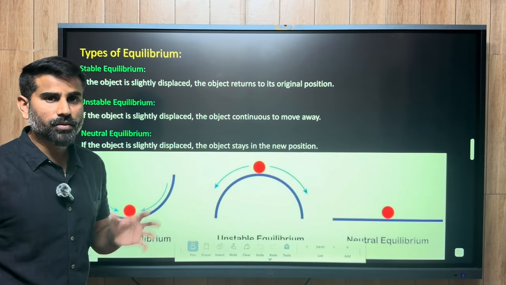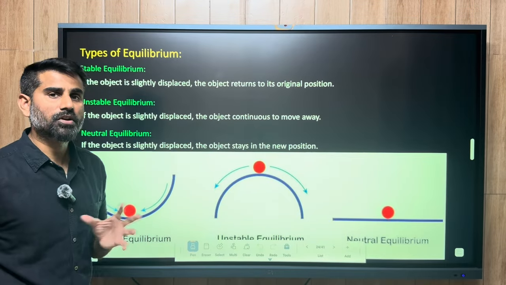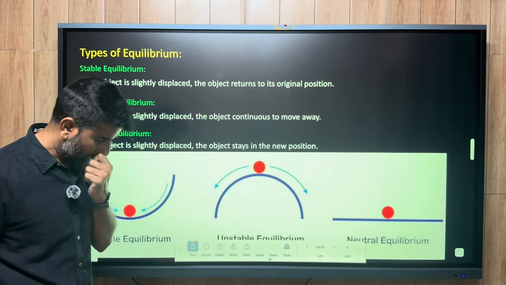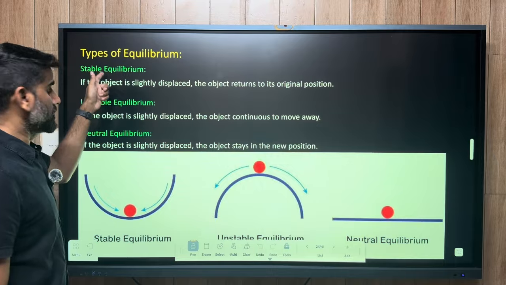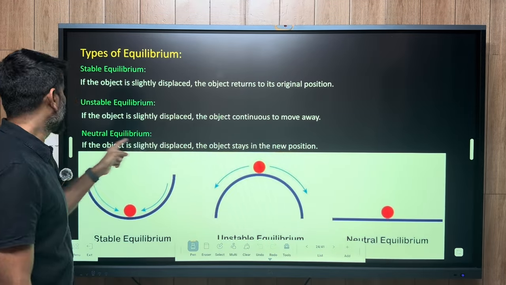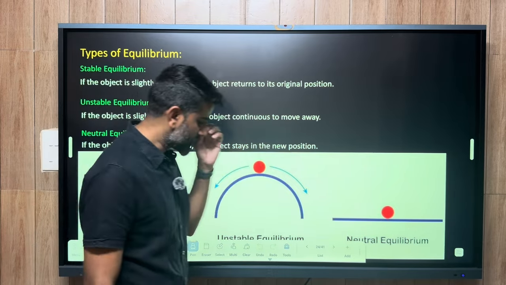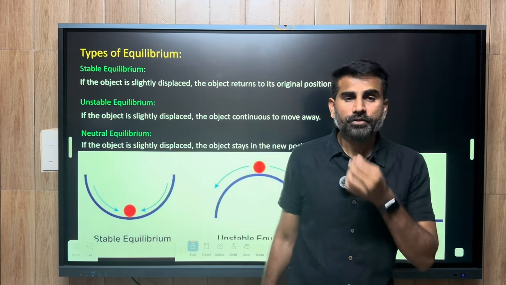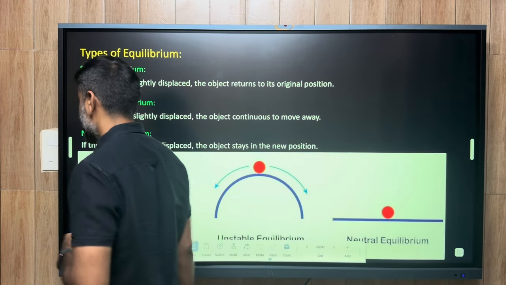Again, this equilibrium is classified into 3 types. Those 3 types are shown here: stable equilibrium, unstable equilibrium, and neutral equilibrium. Let's understand one after the other. Okay, so first, stable equilibrium.